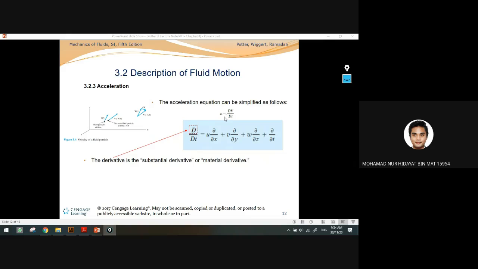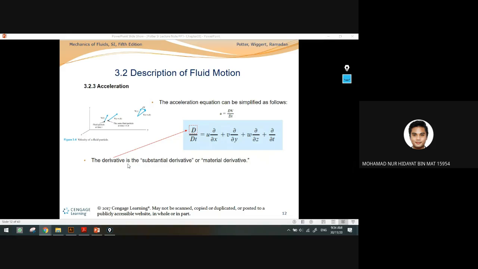Acceleration is equal to D, we call it the total derivative, or substantial derivative, or in another field we call it the material derivative. DV over DT, capital D V over D T. Whatever it is, you have to understand the basics. Acceleration as usual is velocity over time. The change of velocity, D means the total change of velocity over the total change of time.